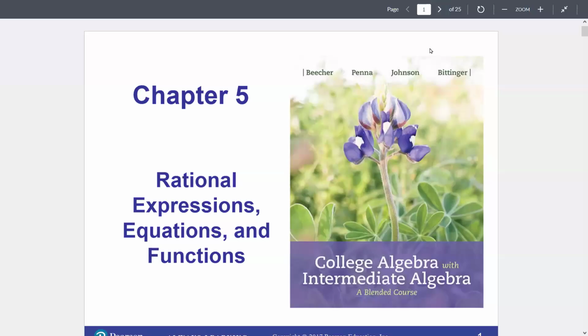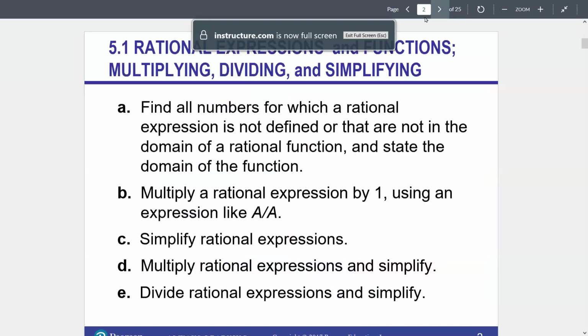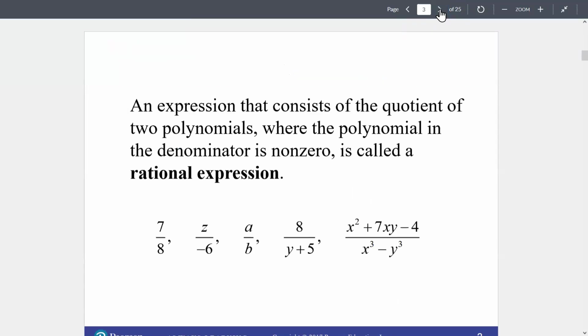All right, so chapter 5 is going to be our start on looking into rational expressions. Rational expressions are really just an extension of your polynomials a little bit. A rational expression consists of the quotient, or fraction, of two polynomials, where the polynomial in the denominator is non-zero, meaning we're not going to have something like x squared plus 2 divided by 0.